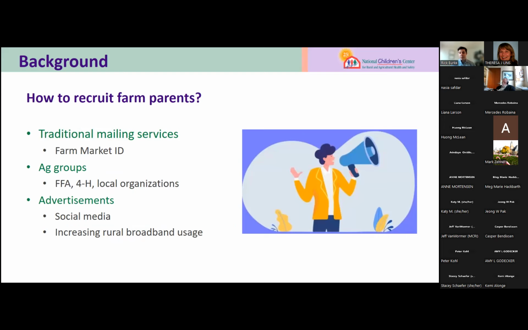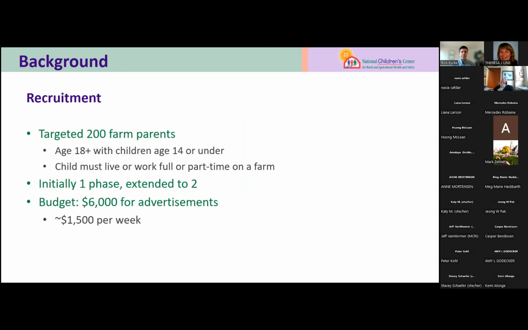So we turned to advertisements on social media, specifically Facebook. We knew that there was an increasing rural broadband usage across the country, and we're targeting farm parents with young children. And we know that social media in general has a younger demographic compared to the national average. That is changing a little bit, at least on Facebook, as we're moving forward. But when it comes to agricultural populations, it's still much younger than the average age of farmers in the US.